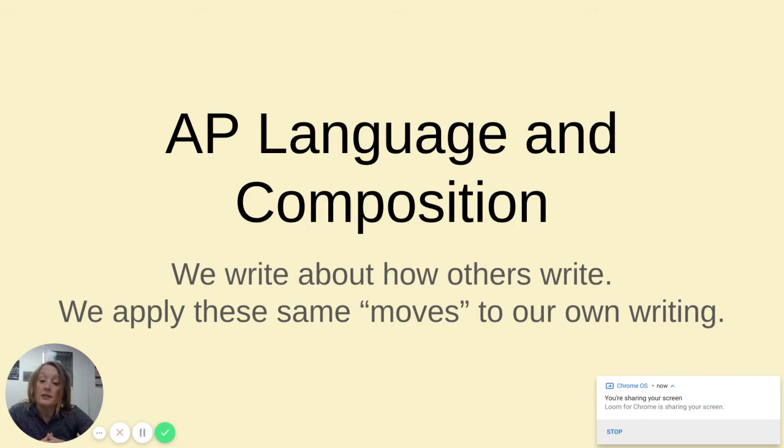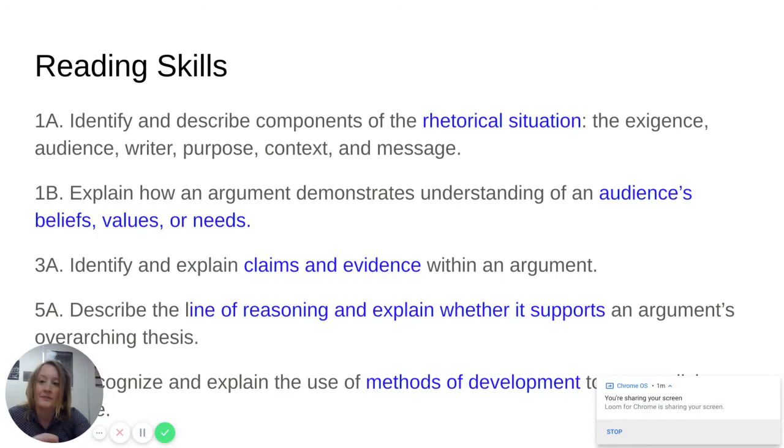This class is primarily nonfiction, where we dissect arguments. It is mostly speeches, essays, and a few books, and we are going to look at how others write. And then we're going to apply that new type of writing to our own writing. This is AP Language and Composition, so it is indeed a writing course. Here are some of the skills we're going to work on.